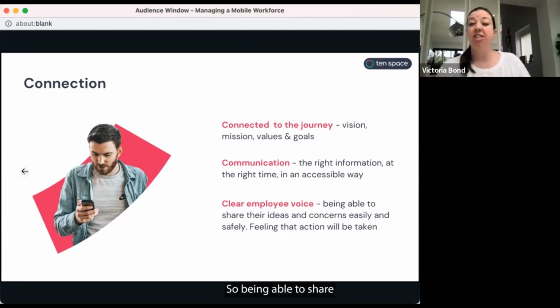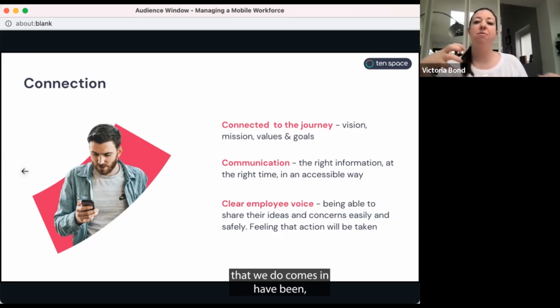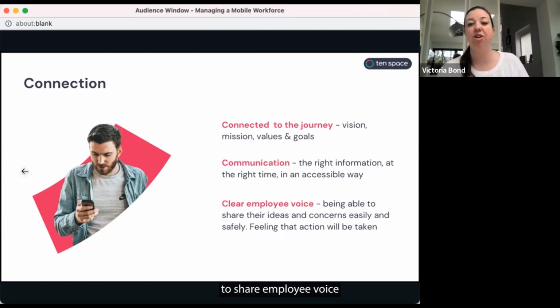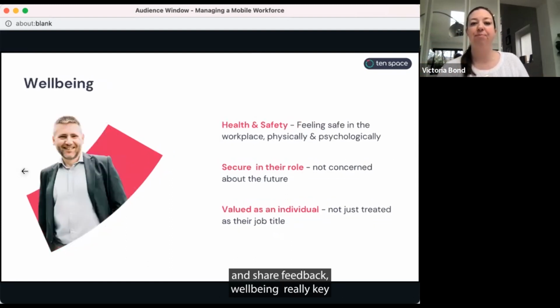Having a clear employee voice, so being able to share their ideas and concerns really easily and safely, and feeling that action will be taken. So again, this is where some of the work that we do comes in, making it really accessible to share employee voice and share feedback.